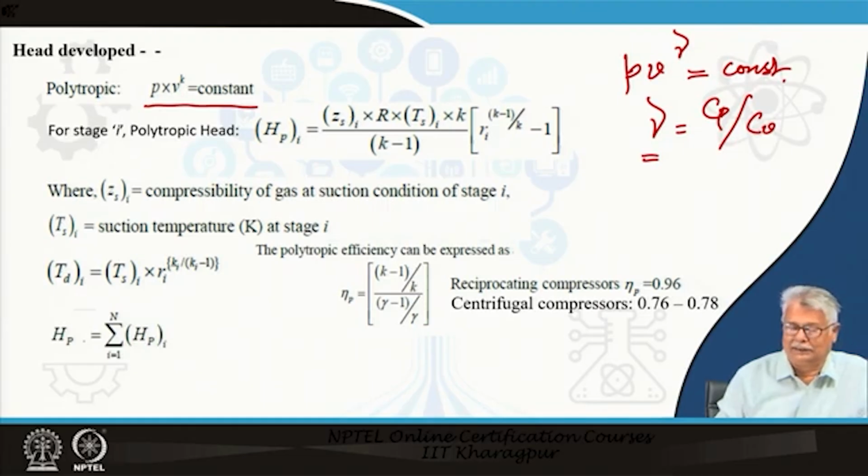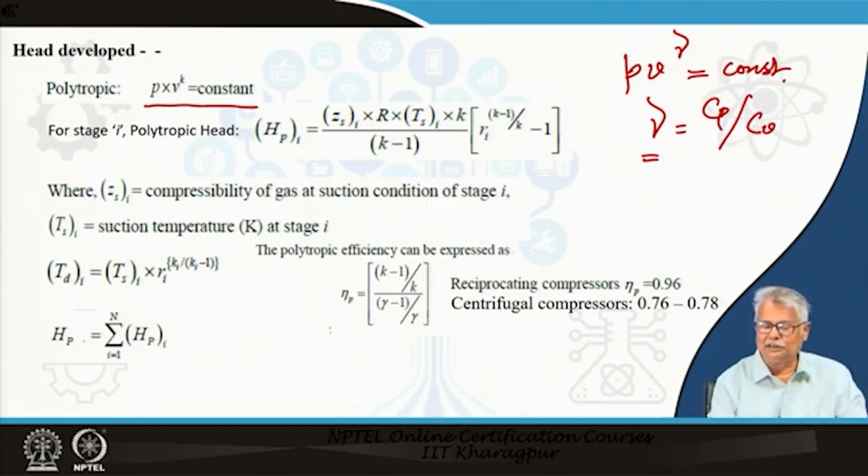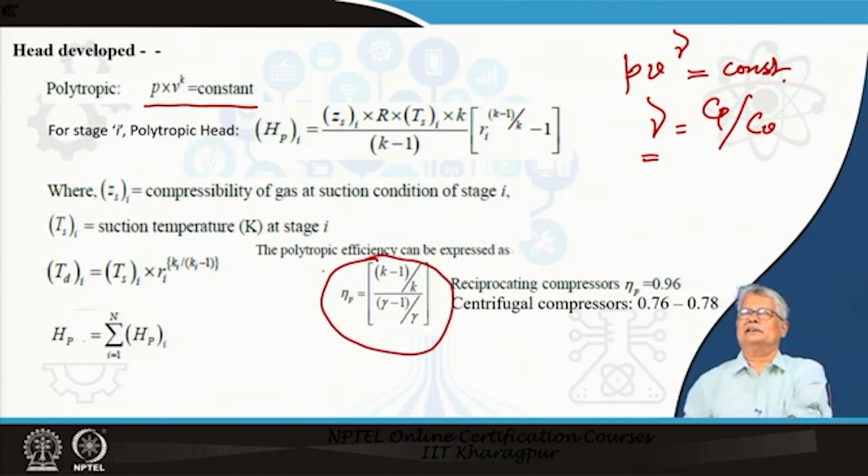Now, you will notice one thing. There is something called polytropic efficiency. The definition of polytropic efficiency is given here. For reciprocating compressors, the polytropic efficiency is close to 0.96. That means, if you know the gamma for your gas or vapor which is getting compressed, it is possible for you to estimate the value of K. In case of centrifugal compressors, it is 0.76 to 0.78 normally in commercial compressors. So, in this case also, if you know your gamma, it is possible for you to estimate your K.